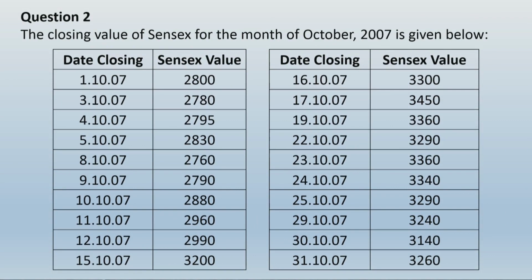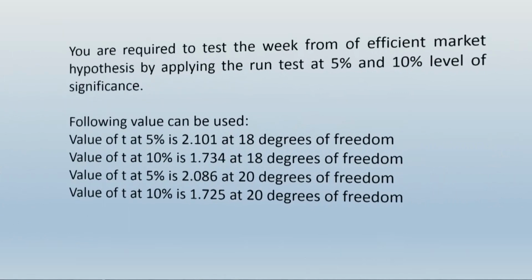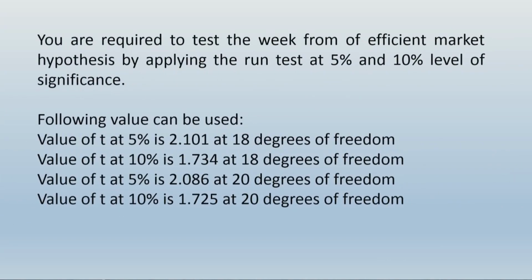The closing value of Sensex for the month of October 2007 is given below. They have given date and Sensex value for each day, and it is asked that you are required to test the weak form of efficient market hypothesis by applying the run test at 5% and 10% level of significance. Following value can be used.